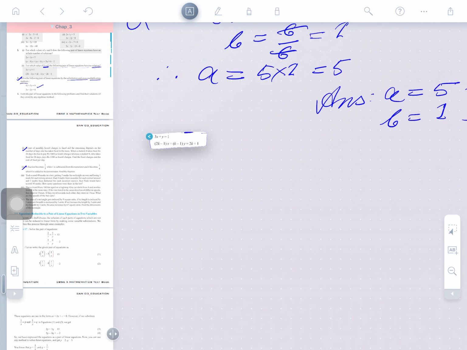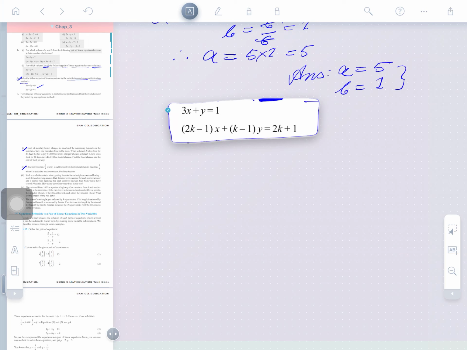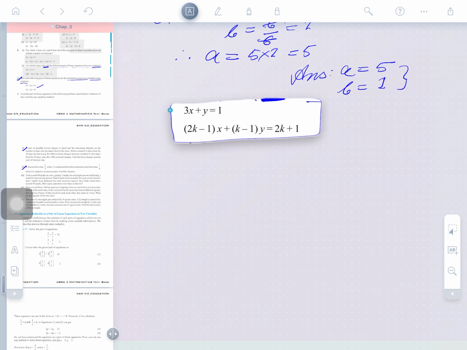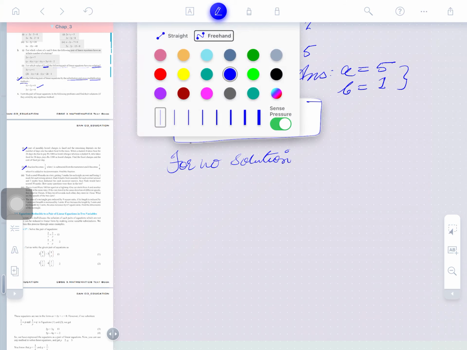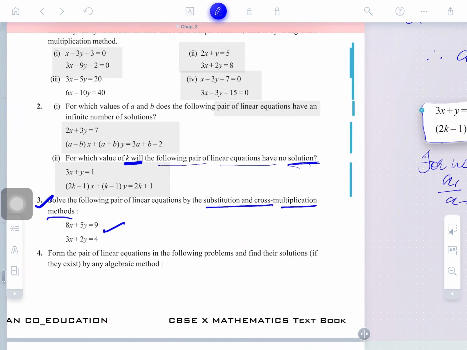Okay, guys. So, for no solution, what you will note down is this. What is the condition for no solution? Please tell me. The condition for no solution is a1 by a2 is equal to b1 by b2, but not equal to c1 by c2. This is no solution. The pair of equations has no solution.